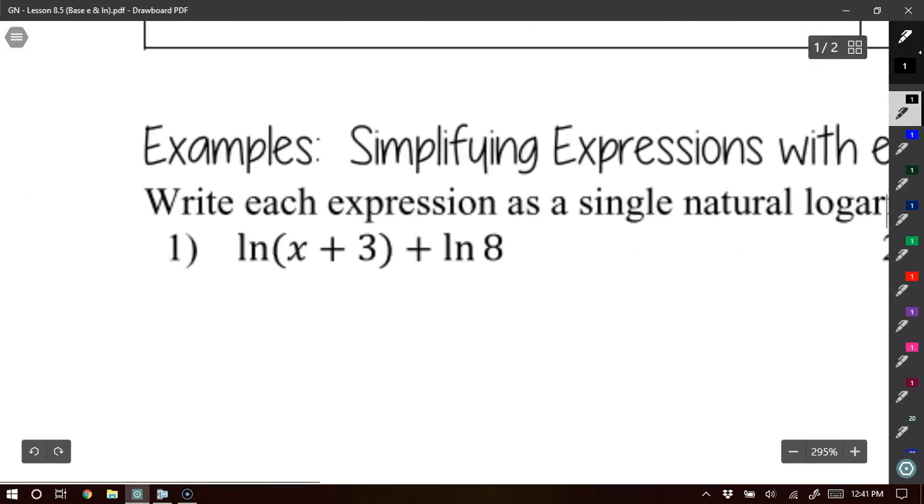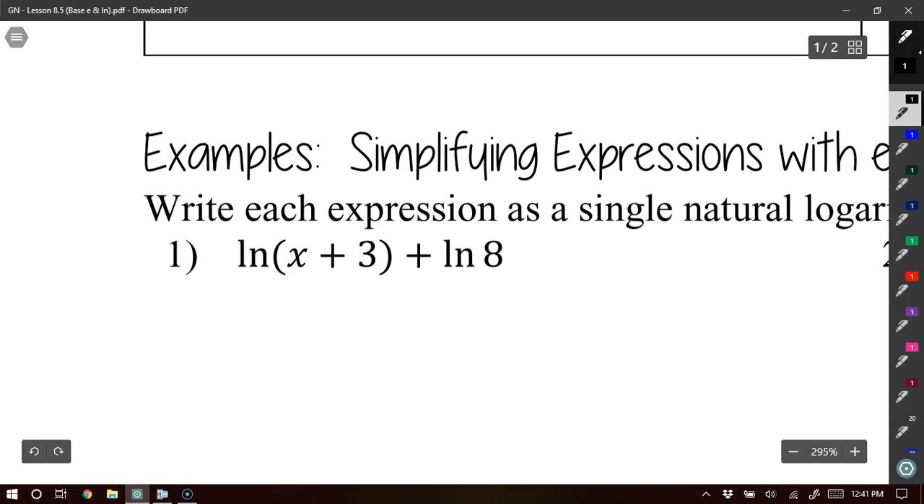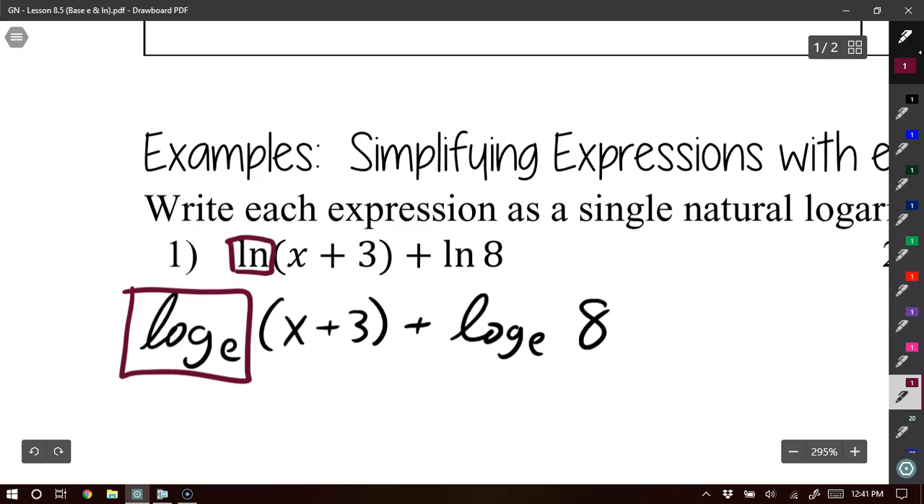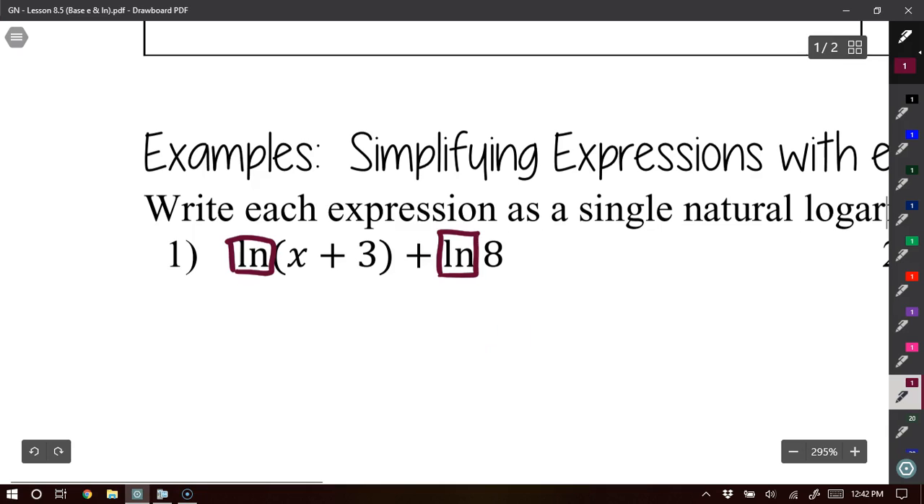So when you see this, don't get hung up on, oh my goodness, what is ln? This right here, and I'll only do it for this problem, is the same as saying log base e of x plus 3 plus log base e of 8. It's the same problem. It's just instead of writing these 4 letters, we choose to write these 2. That's it.